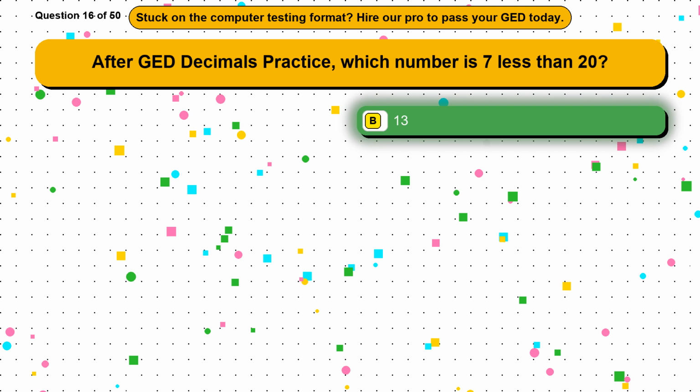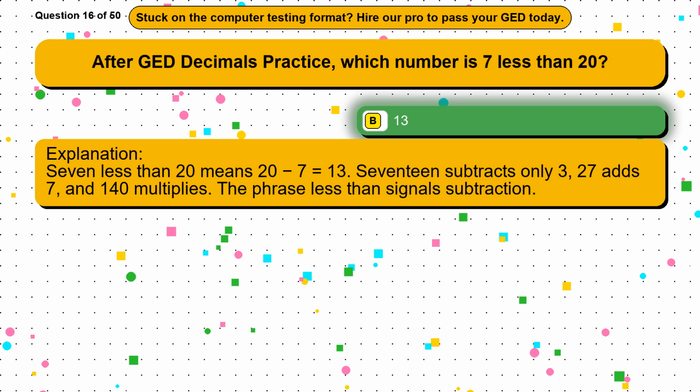13. 7 less than 20 means 20 minus 7 equals 13. 17 subtracts only 3, 27 adds 7, and 140 multiplies. The phrase less than signals subtraction.